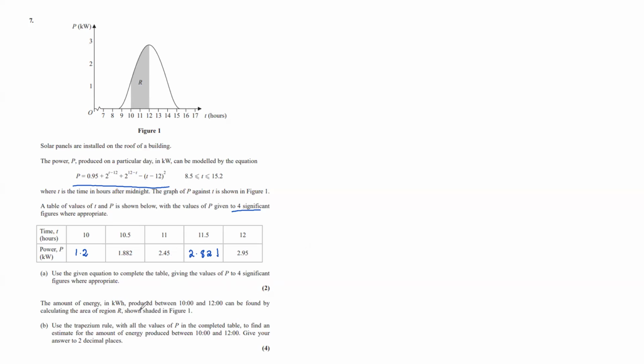That is the a part done, it's just a 2-mark question. Now, the amount of energy in kilowatt hour produced between 10 and 12, so that is this area, can be found by calculating the area of region R, shown shaded in figure 1. Use the trapezium rule with all the values of P in the completed table to find an estimate for the amount of energy produced between 10 and 12. Give your answer to 2 decimal places.